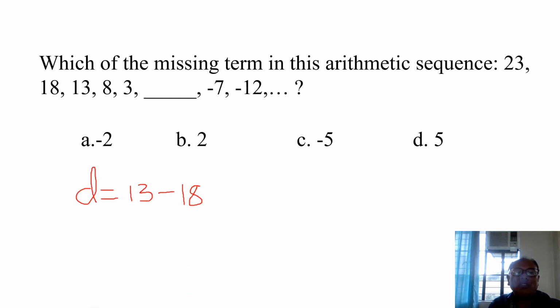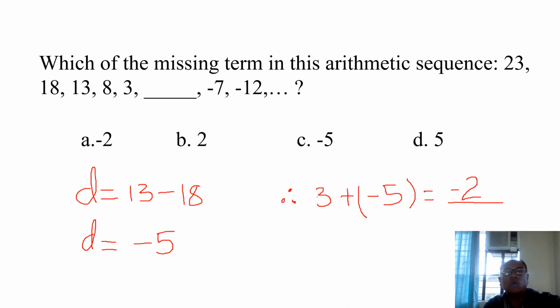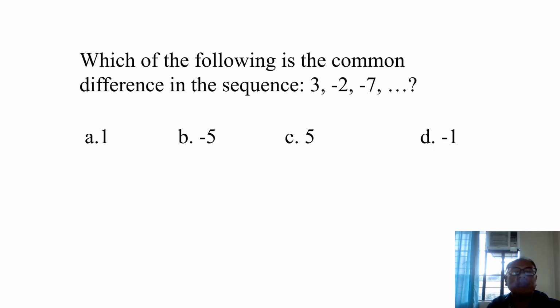So the solution that we're going to take is simply getting the common difference, the second minus the first. So that is 13 minus 18, which is equal to -5. Then, we add this to the term preceding the blank one. So that is 3 plus -5. Therefore, the answer is -2.